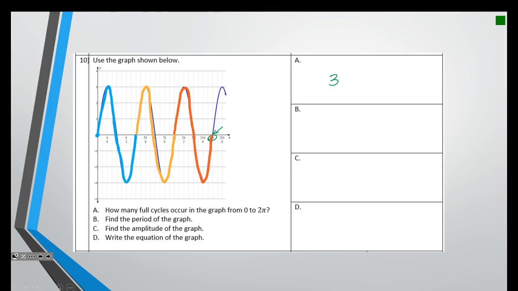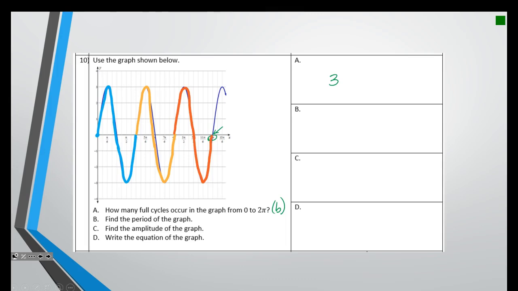And I want to remind you that the number of cycles between 0 and 2 pi is actually your b value, if you were plugging this into an equation. Part B asks us to find the period of the graph. So there are 2 ways we can do that. The first way is by looking at the graph, and the second way I'm actually going to show you first would be to use a little formula.